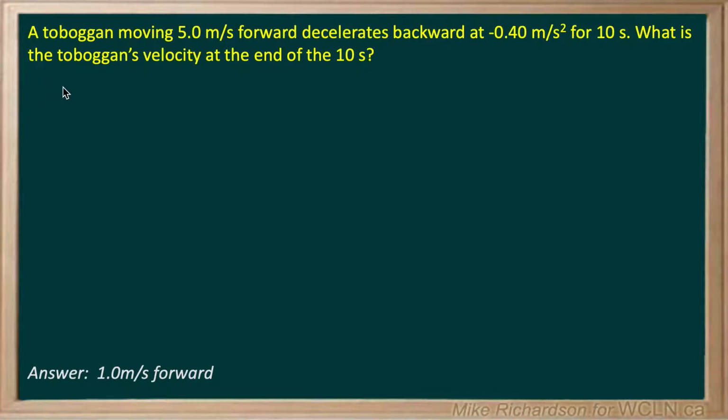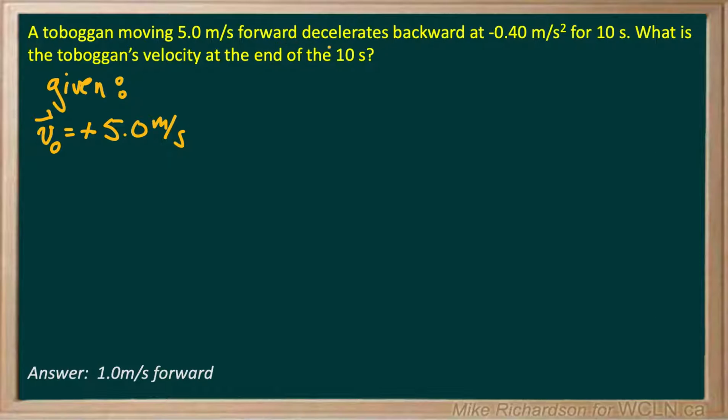Let's start by recording our given information. So the toboggan is initially moving 5 meters per second. Now meters per second is a velocity and it's in the forward direction. So velocity needs both a magnitude, which is the 5, and a direction, which they're saying is forward. Let's call forward the positive direction to keep track. Now that's my initial velocity.